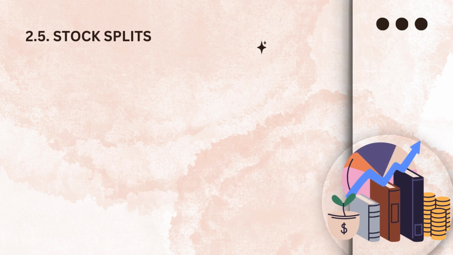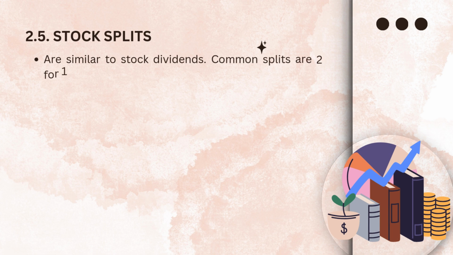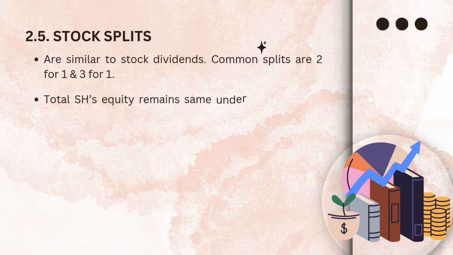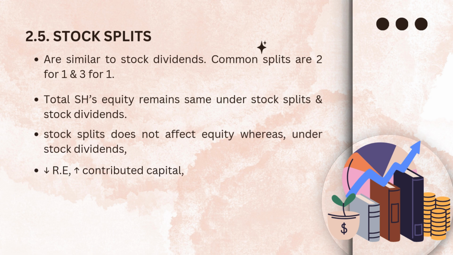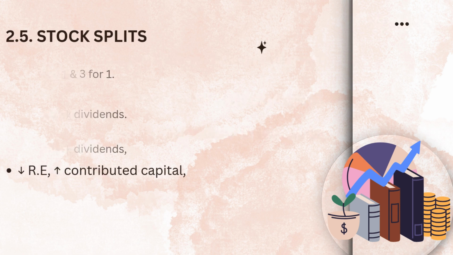2.5 Stock splits. Similar to stock dividends. Common splits are 2-for-1 and 3-for-1. Total shareholders' equity remains the same under stock splits and stock dividends. Stock splits do not affect the equity components, whereas under stock dividends there is a decrease in R.E. and an increase in contributed capital.